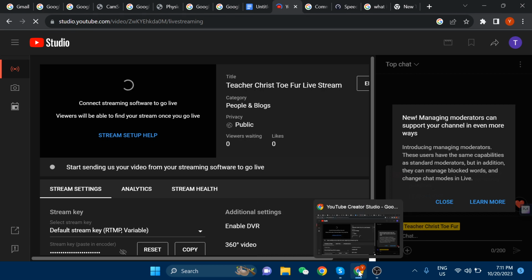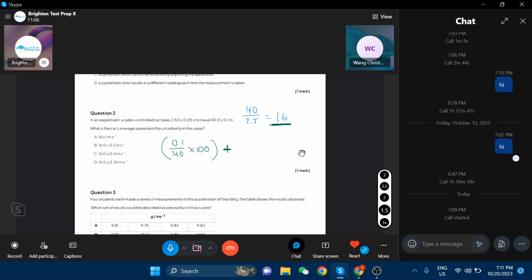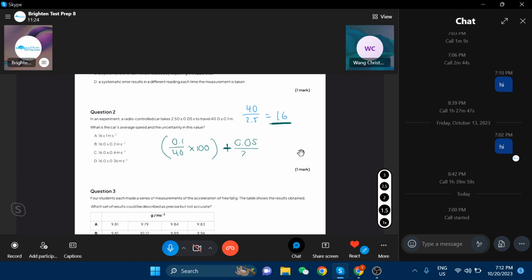So we have the uncertainty of the time. In this case, you said the distance first, which is fine, it doesn't matter. And then we have the 0.05 over 2.5. Of course, always percentage times 100. So we add them up, or times 100%, to be very precise. So that's the key point here.